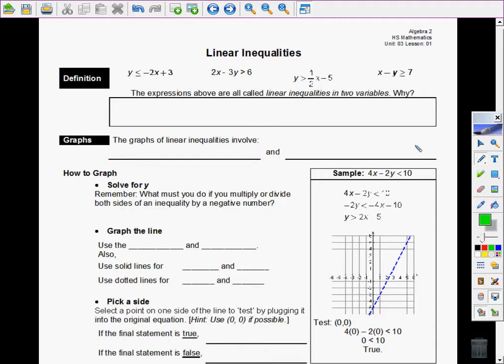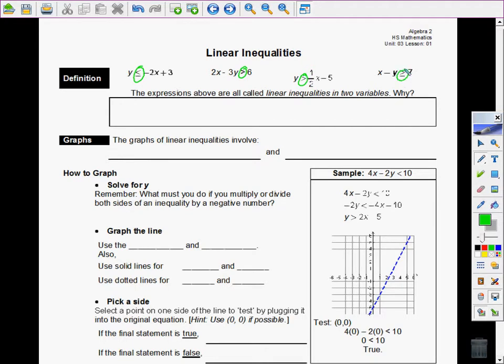All right. So we're going to talk about linear equations. Now, first off, we need to go over our inequalities. Remember, these are inequalities. This is an inequality. This is an inequality. This is an inequality. Okay?